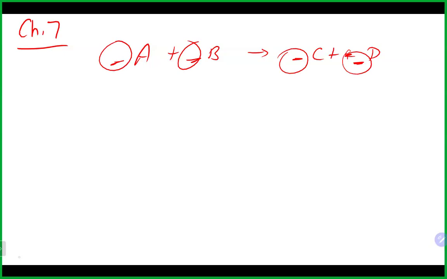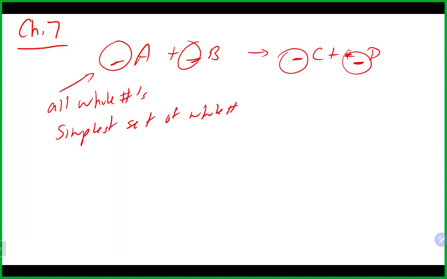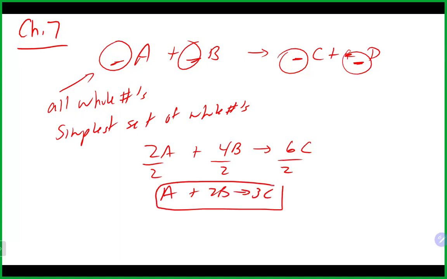Obviously, you need to have the same number of each element on each side of the arrow. You also need to have all whole numbers, and they do need to be the simplest set of whole numbers. So if by some chance you did balance an equation with larger numbers, and you can divide through all those coefficients by a common number and still have whole numbers, you would want to do that. In this case, you would divide by 2, and that would give us a plus 2b goes to our 3c. That would be the properly balanced equation.